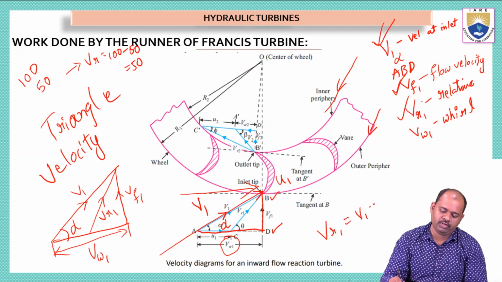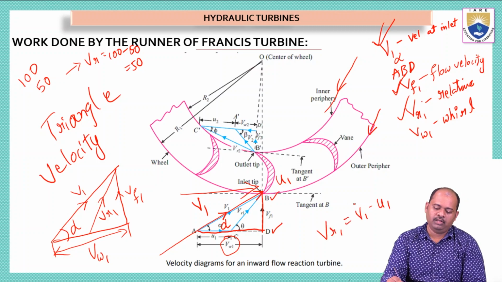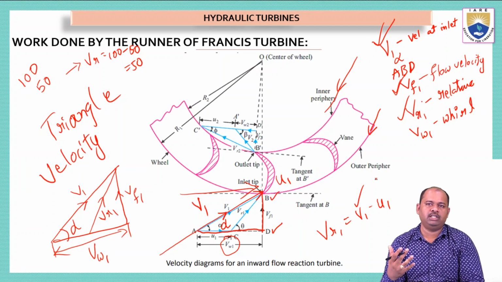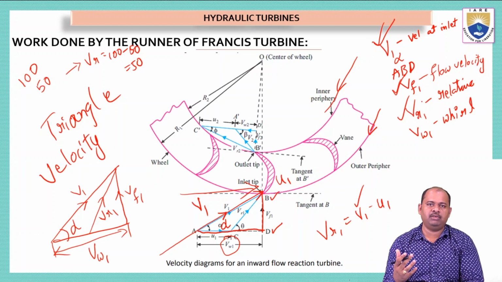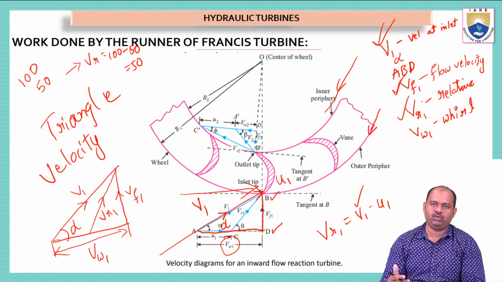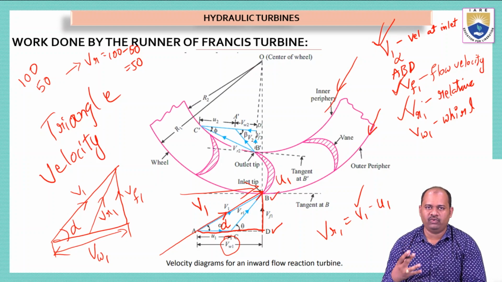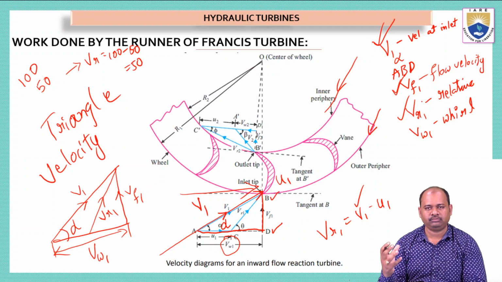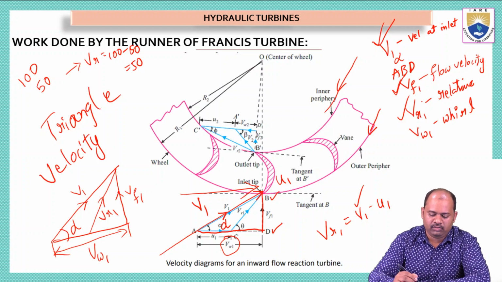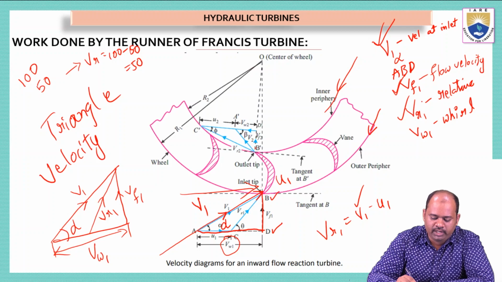VR1 is equal to V1 minus U1. Here, every time V1 will be more because it is the velocity of the water that is coming out of the penstock. And U1 will be slow because it is taking the force that is exerted by the water. Now we'll move to the outlet.